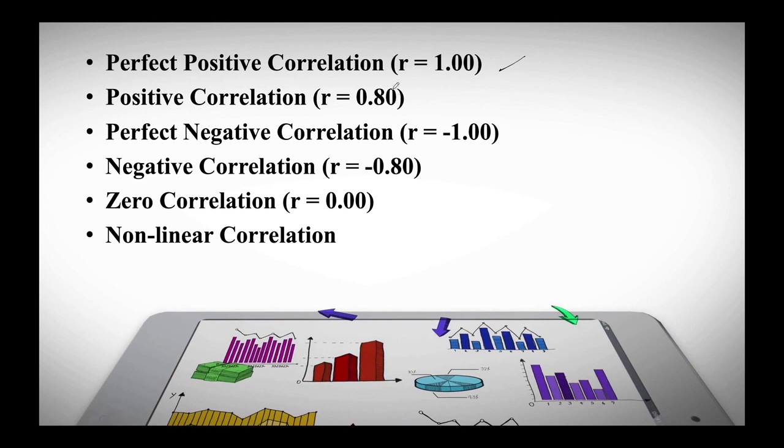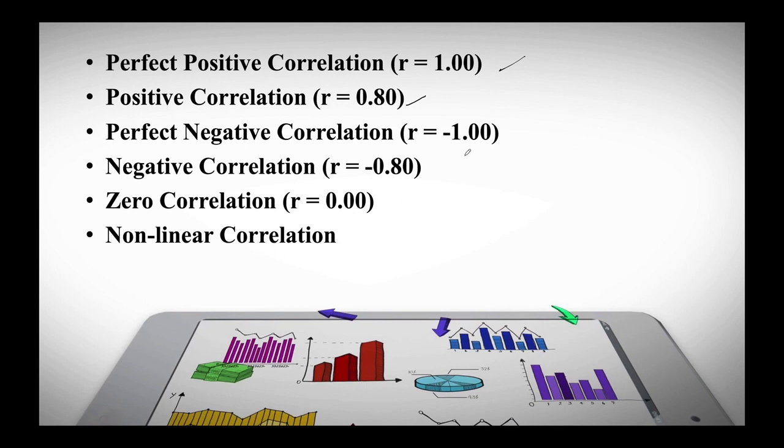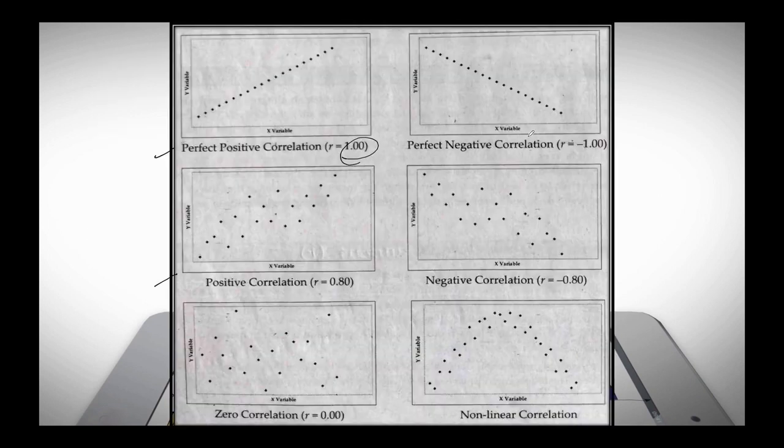So, next, we have here the positive correlation. For the positive correlation, ito, positive pa rin, pero hindi niya naabot yung 1, around 0.80, 0.70, 0.60. Later on, I will give you the range on how will you know if this is positive, perfect positive, or no correlation at all. So, that is for the positive correlation. Positive siya, pero hindi eksaktong 1. Next, we have the perfect negative correlation.